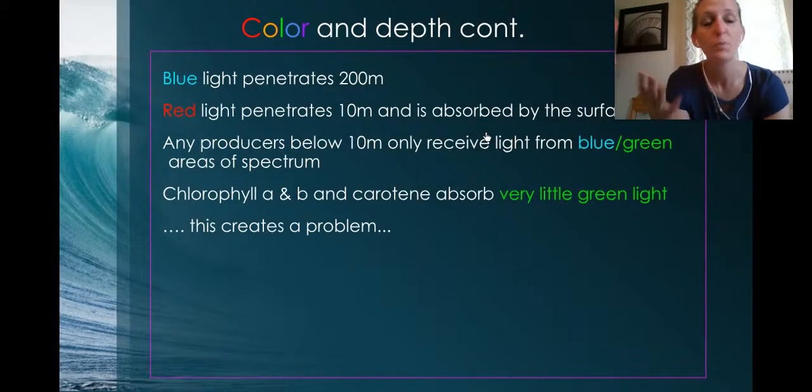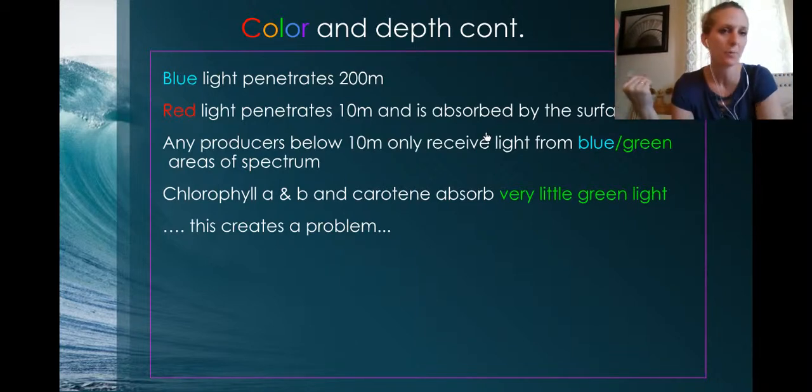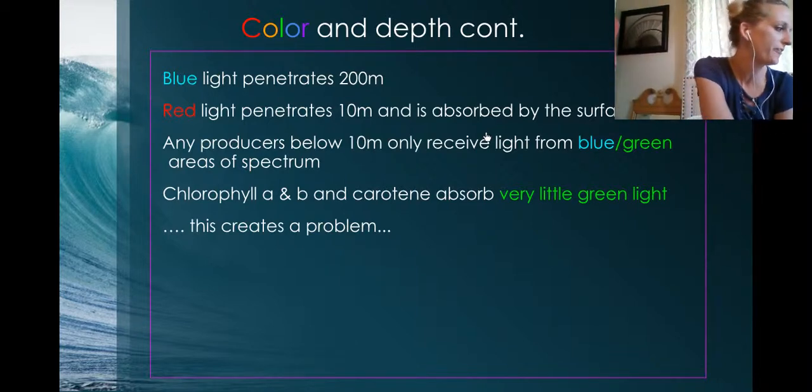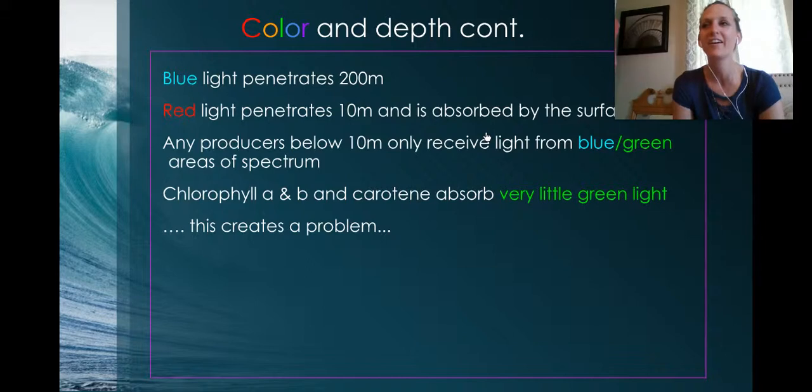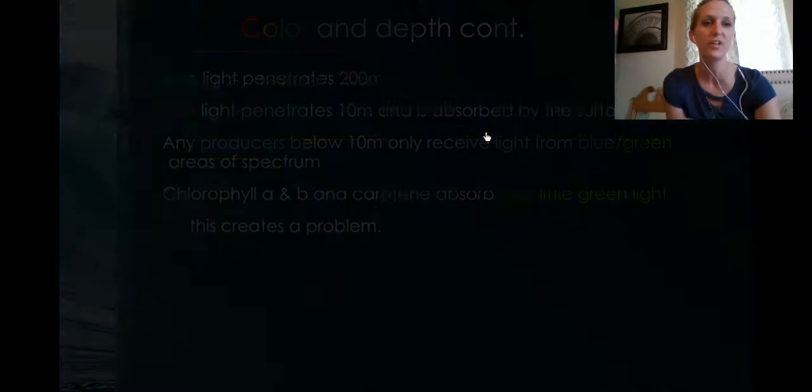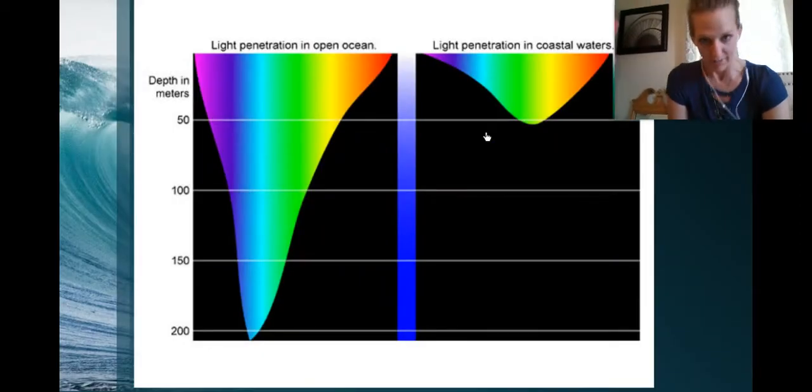Okay, color and depth. Blue light can go about 200 meters. Red light can go only about 10, or, I mean, it's not perfect. Your book really looks like it's 25. But in general terms, it can't go far in your ocean depth. Any producers below 10 meters will only get light from the blue and green areas of the spectrum. And we talked about this.